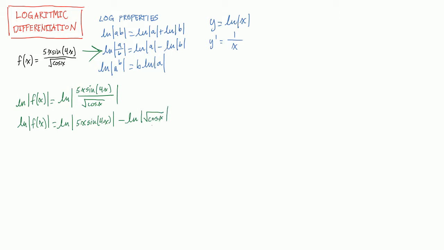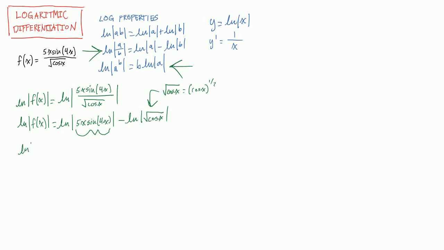And we're not quite done yet, because now we've got these products inside a natural log, and this right here, this square root of cosine x, is the same thing as cosine x to the 1/2 power. So we can actually use this rule right here to simplify that even further.